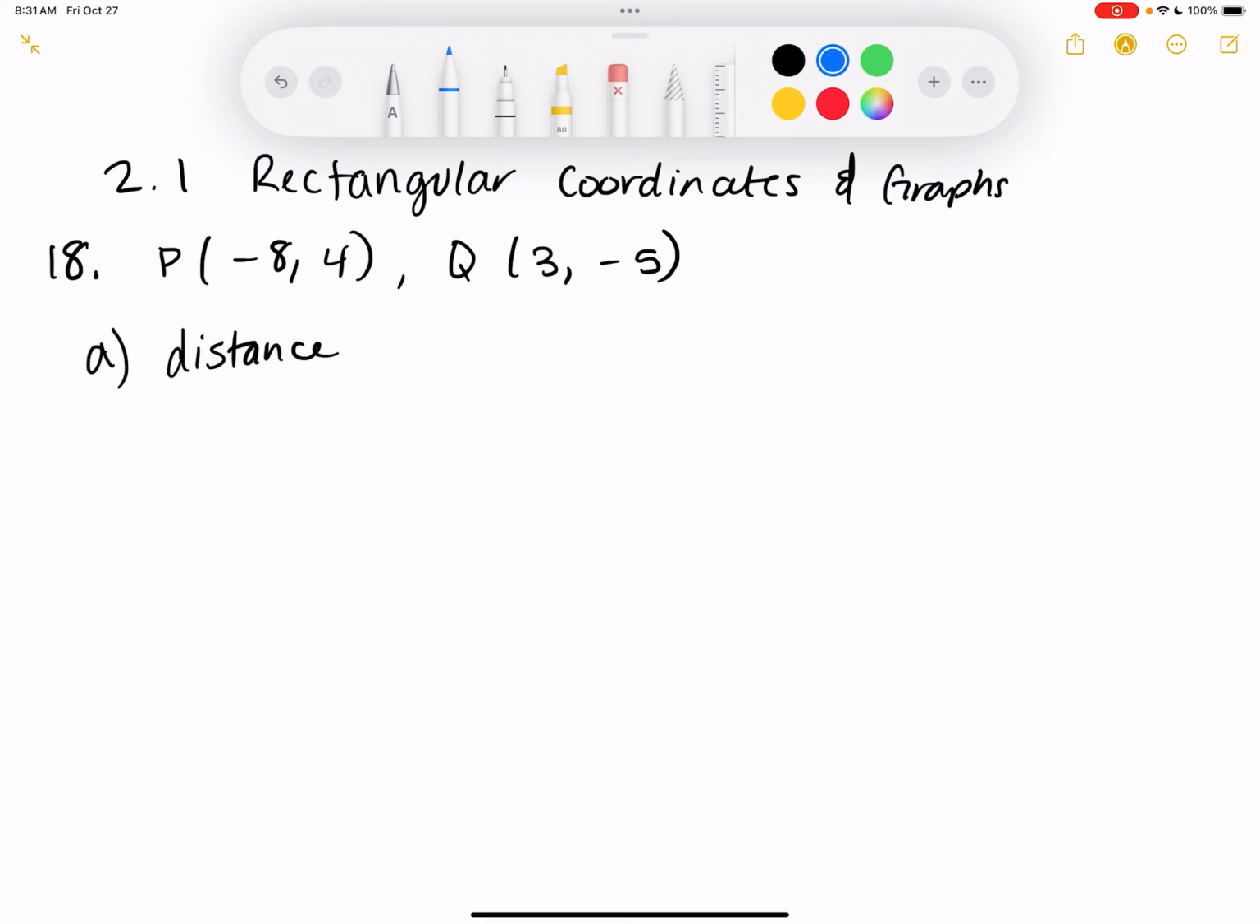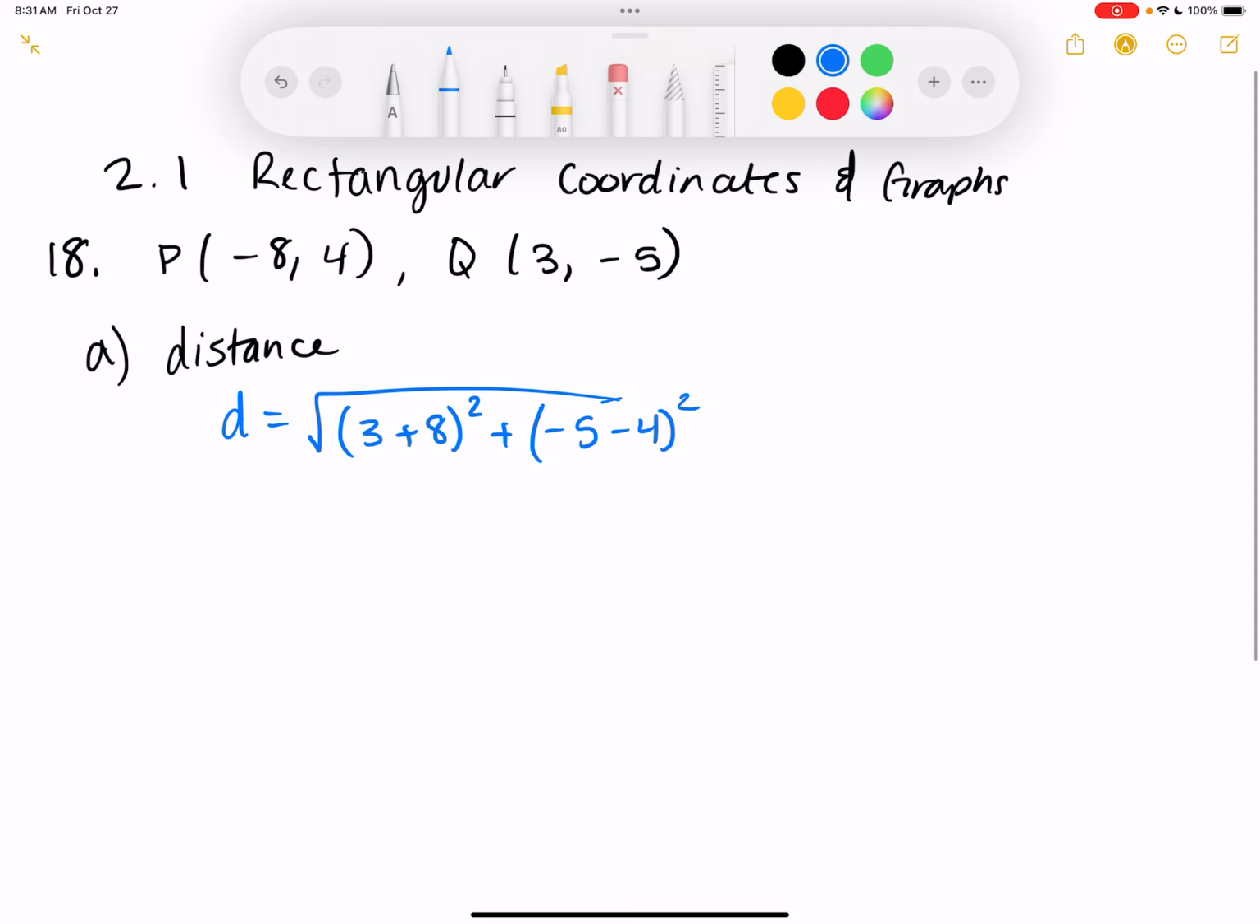So for that, we're going to have d equals the square root of x2 minus x1. It doesn't matter which one you call x2 and which one you call x1 because it's getting squared, but you just need to be consistent. So if you use point P as 1 and Q as 2, just make sure you're consistent with that. So 3 minus negative, so plus 8 squared, plus, another parentheses, -5 minus 4 squared.